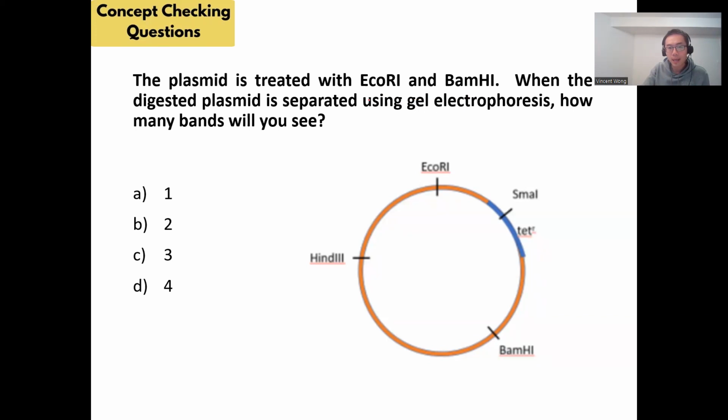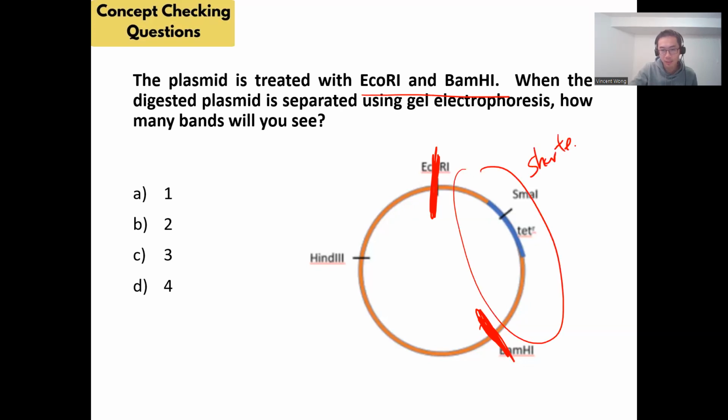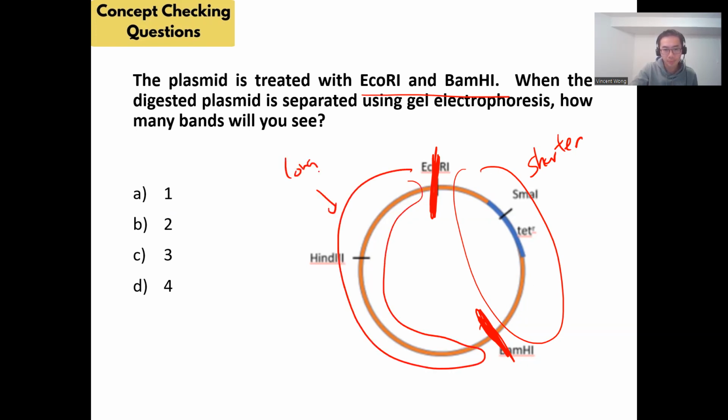So EcoRI and BamHI. EcoRI will cut here. BamHI will cut here. So think of a rubber band. Now try this out yourself if you don't quite get it. You think of a rubber band, you cut it 2 times, then you have 2 rubber bands, right? 2 fragments, right? So this is 1 fragment. This is the shorter one. And then this here is going to be the longer one. You run it on a gel, you will see 2 bands. Okay? You see 2 bands.